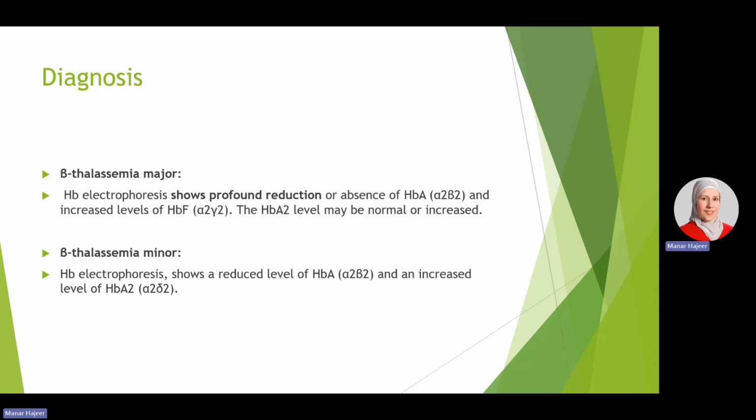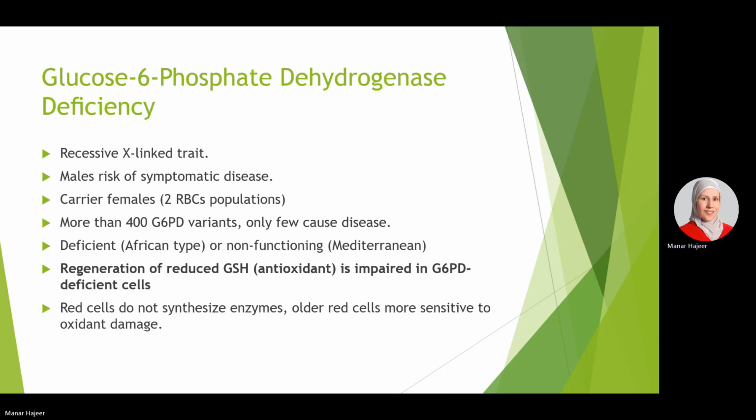In beta thalassemia minor, there will be a reduced level of adult type hemoglobin, the hemoglobin A, but it is less than in beta thalassemia major, with increased levels of hemoglobin A2. So we need electrophoresis in order to confirm the diagnosis.